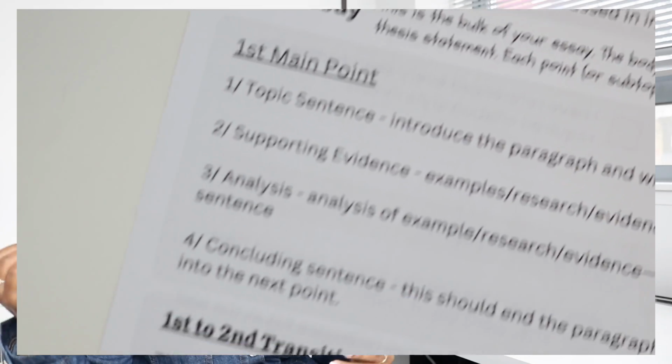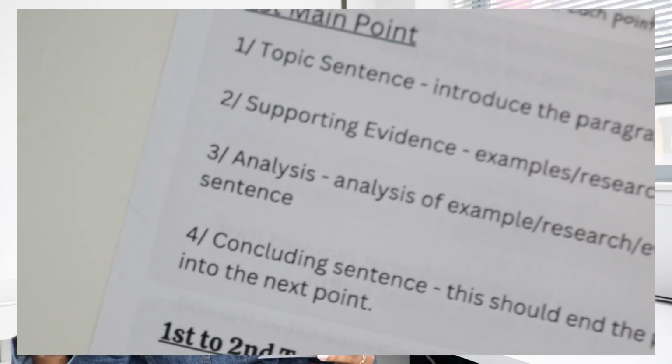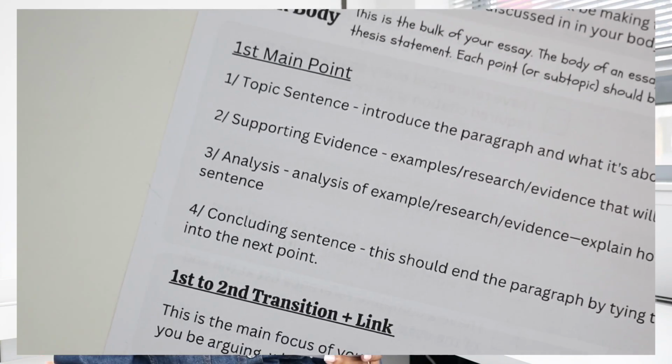The next is the main body. Now the main body is the bulk of your essay, and what I've done is I've said first main point, then link sentence, then second main point, and keep going like that. The first main point, and all the main points actually, should include 4 different sections. The first section is a topic sentence, then you have some supporting evidence, then you've got analysis, and then you've got your concluding sentence.